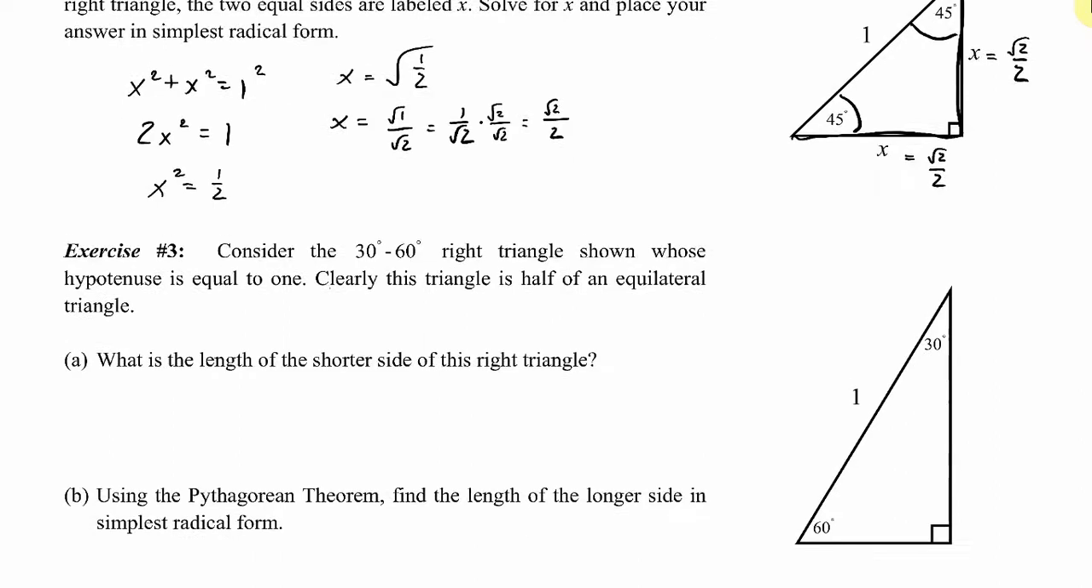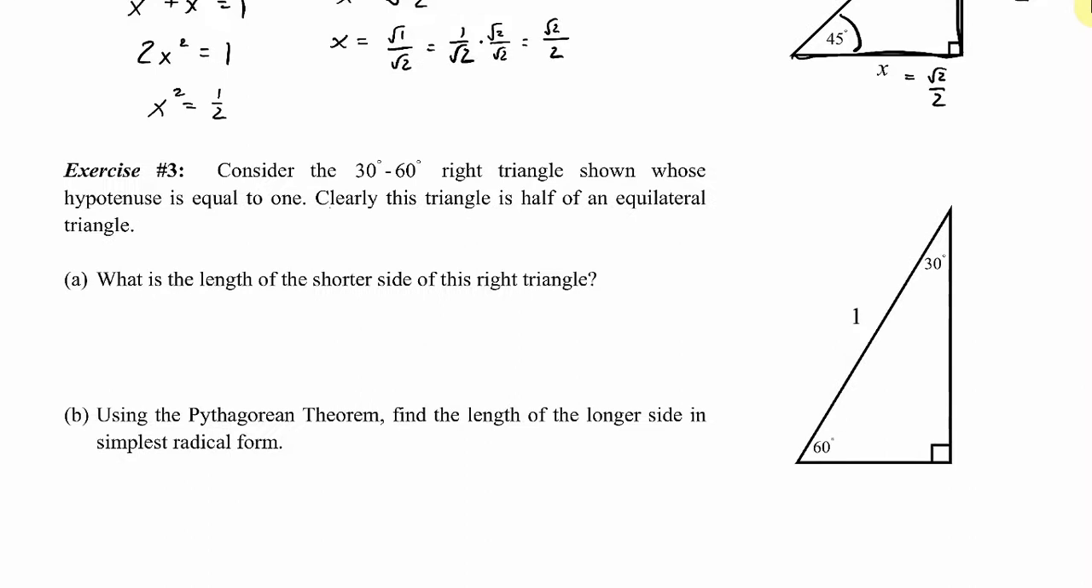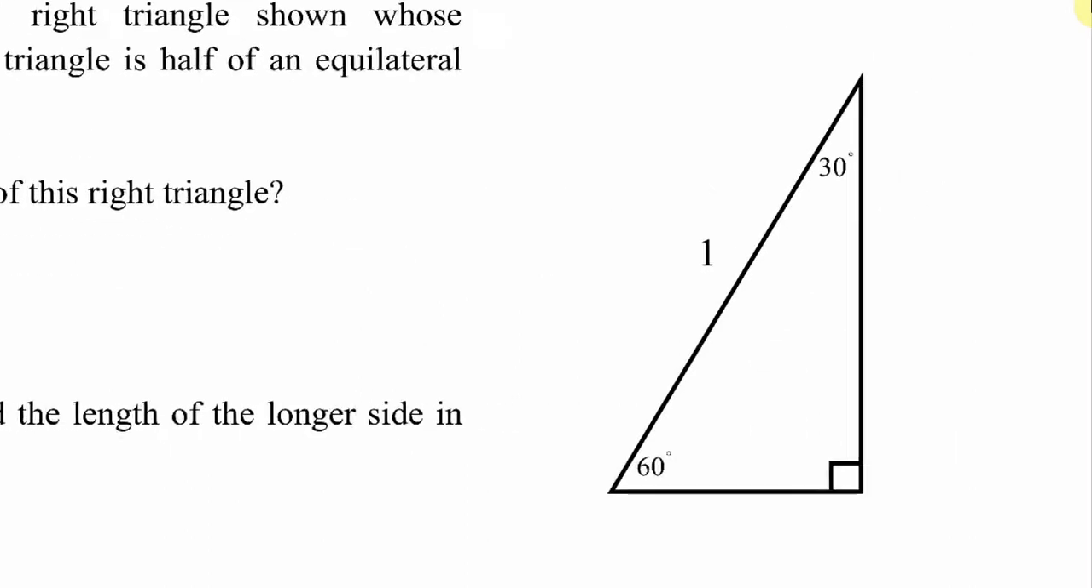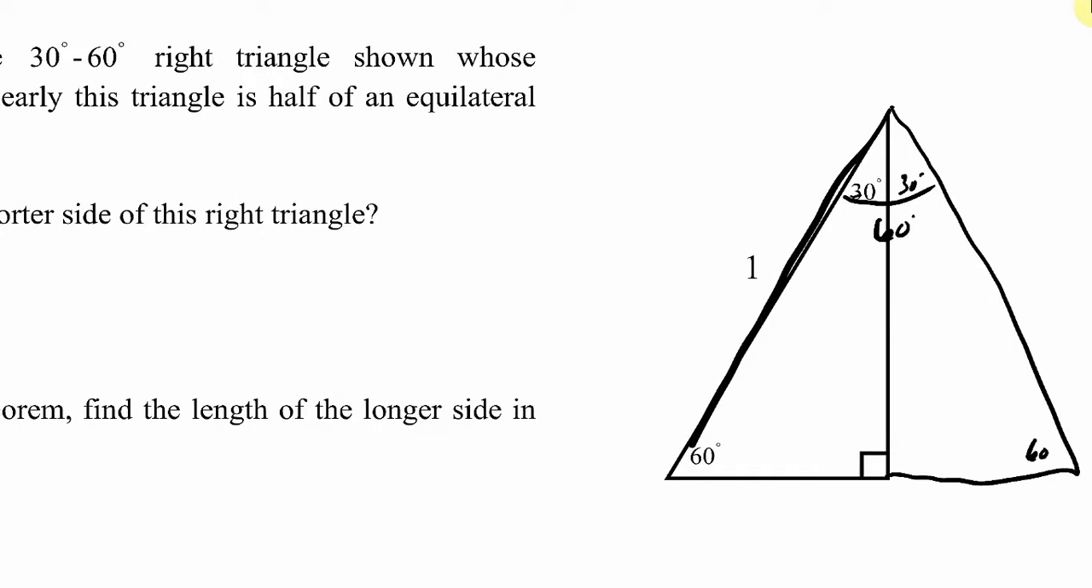Okay. Now, consider a 30, 60, 90 right triangle whose hypotenuse is equal to 1. Clearly, this triangle is half of an equilateral triangle. Well, let's see. Is it? If I were to double this triangle, here's another 60 degrees, here's another 30 degrees. Well, that makes that whole thing 60 degrees. And look at that, yes, indeed, this is an equilateral triangle. So we have half of an equilateral triangle.